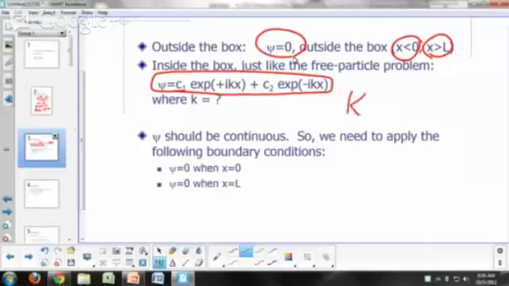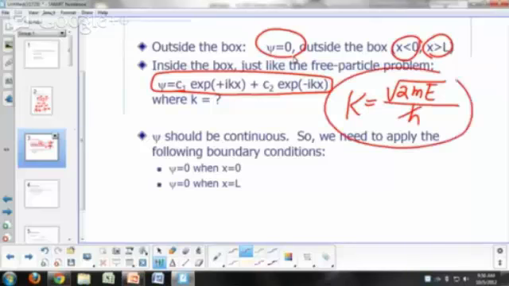It's k would be equal to square root of 2 times the mass times the energy over h bar. Okay, so you have to go back to the lesson on the free particle problem. It's essentially the same problem, and we're dealing with the same k here, so it's square root of 2mE over h bar.